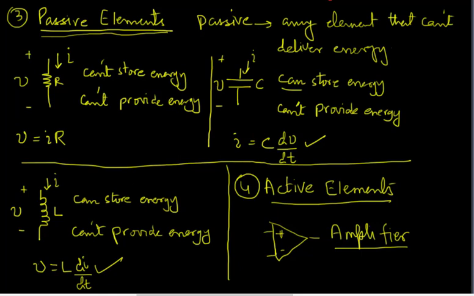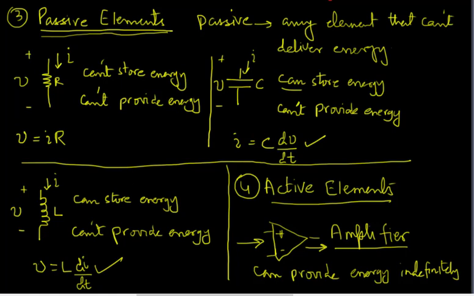So an active element is a device that can provide energy indefinitely, which means that even if there is less energy coming into the amplifier, it can amplify that and give you more energy on the other hand side. So it can provide energy indefinitely, and that is an amplifier.